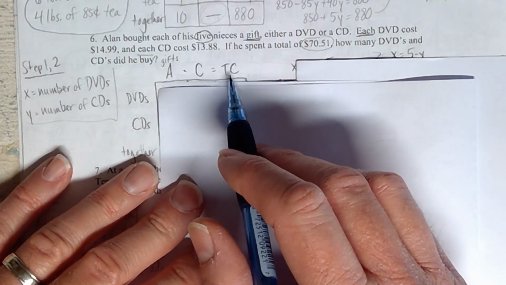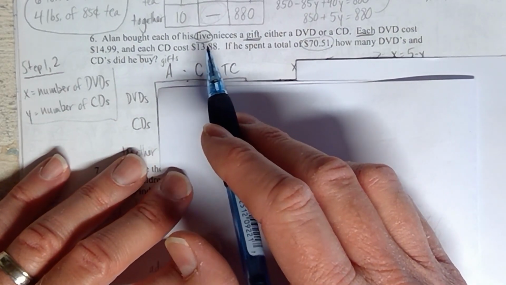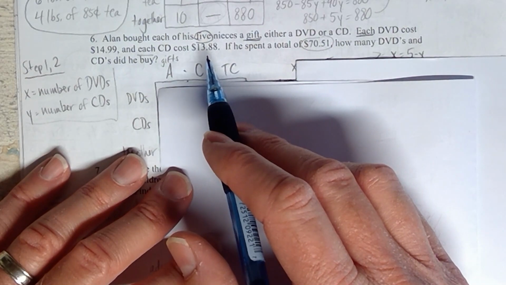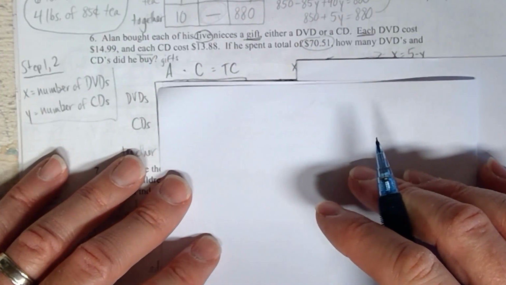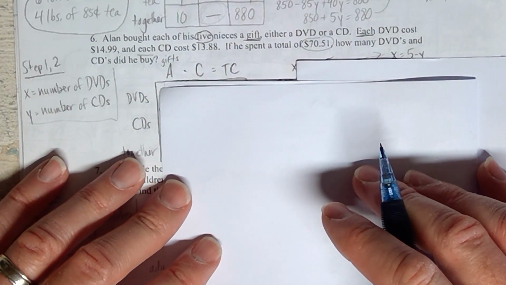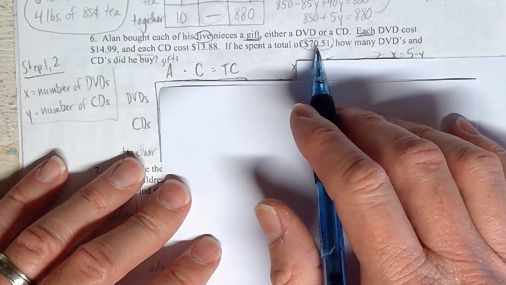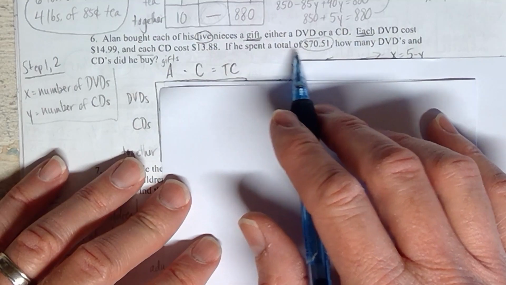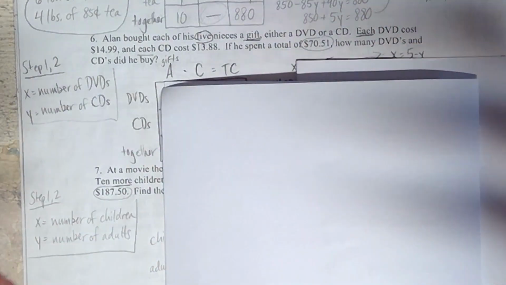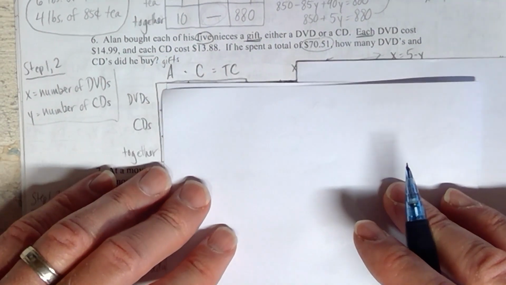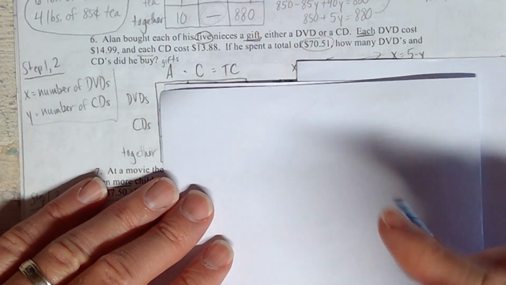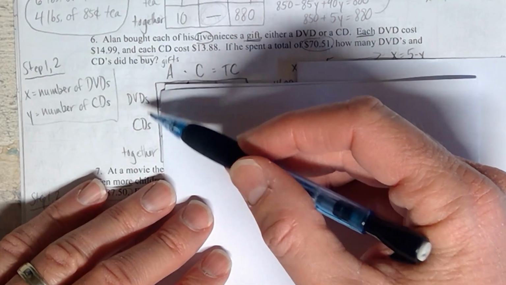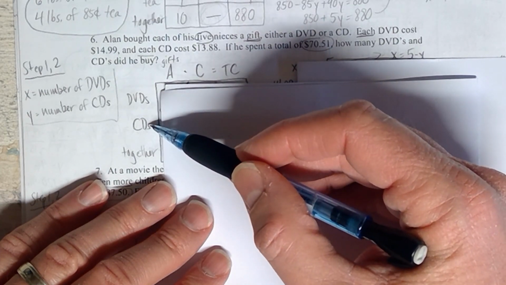I picked this formula because we are, again, buying two different things here that have a cost per attached to it, cost per DVD and cost per CD. We're buying them both at the same time. And I know that because it said he spent a total of $70.51. So that proves that he bought both the DVDs and CDs together. The two things we're looking at together are DVDs and CDs.